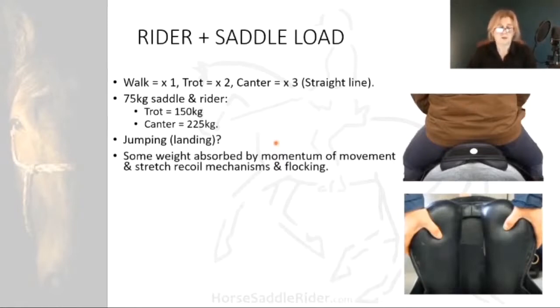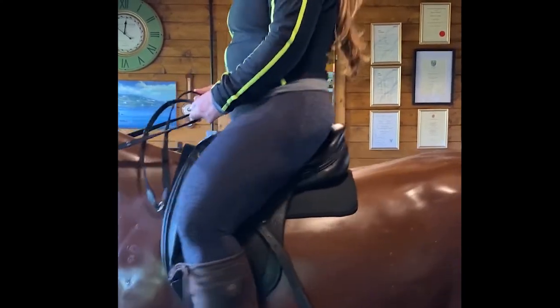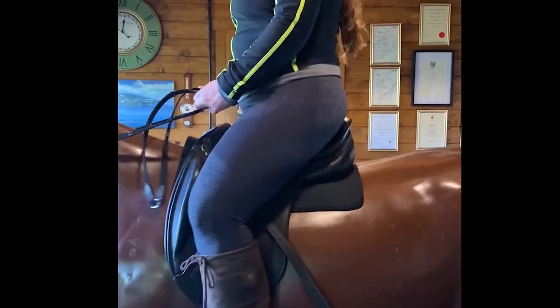Some weight is absorbed by momentum of movement and stretch recoil mechanisms and flocking. So that's more about weight distribution, how it's distributed throughout the body or the back. And what that means is, if you can imagine the horse trotting or cantering, that means that the weight load is changing. It's not just exerting the same force. So there are opportunities for the weight to be distributed there.